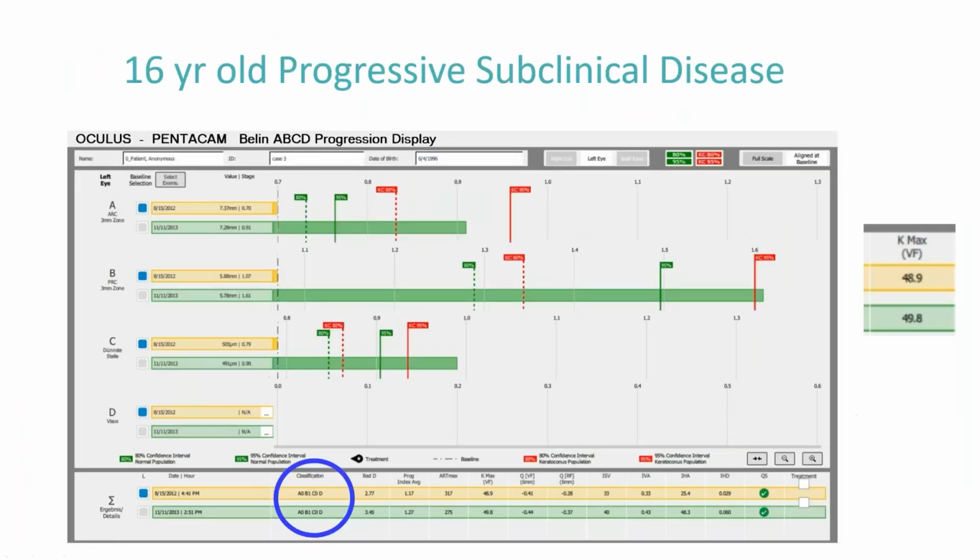Here is another example. 16-year-old, again, fairly early disease. You notice if we look here again at Kmax, 48.9, 49.8, just under that 1 diopter criteria some insurance carriers require. But again, if you look at the progression display, well past the 95% confidence interval on the green gates on the A parameter, well past on the B parameter, and well past on the C parameter. Every single parameter here shows statistically significant change well past the 95% confidence interval, in spite of the fact that Kmax does not meet many insurance carriers' criteria.